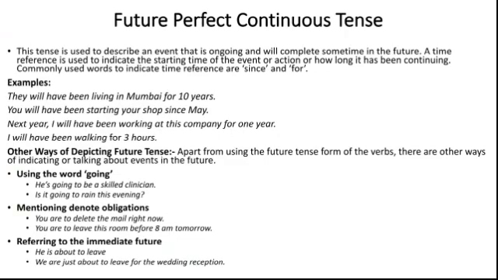So there are some other ways of depicting future tense. We can use the going to form. I have already explained that: is going to be a skilled clinician, and is it going to rain this evening. Or when we denote obligation, meaning duties: you have to delete the mail right now, or you are to leave this room before 8 a.m.